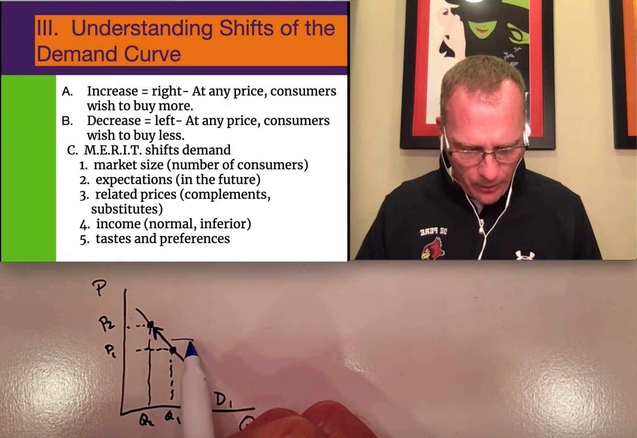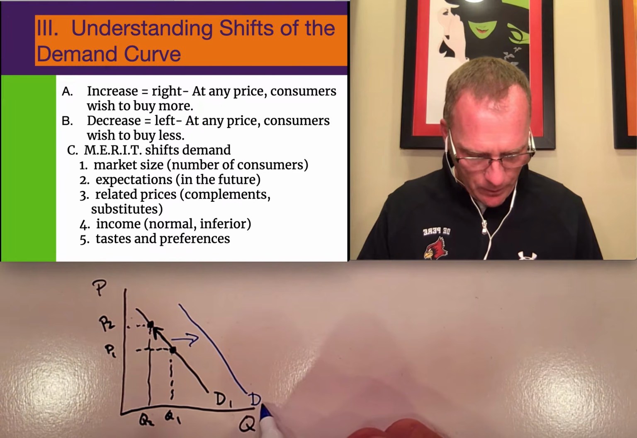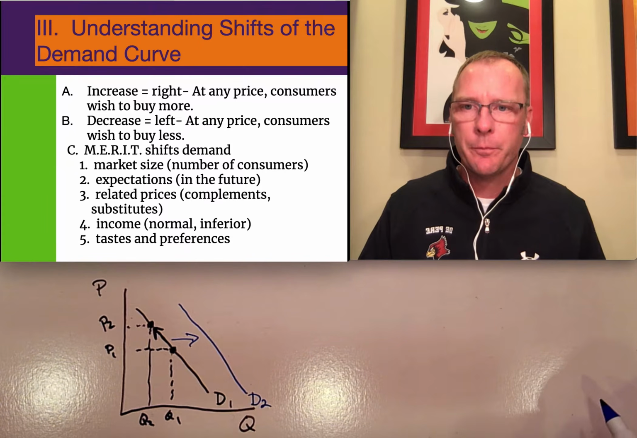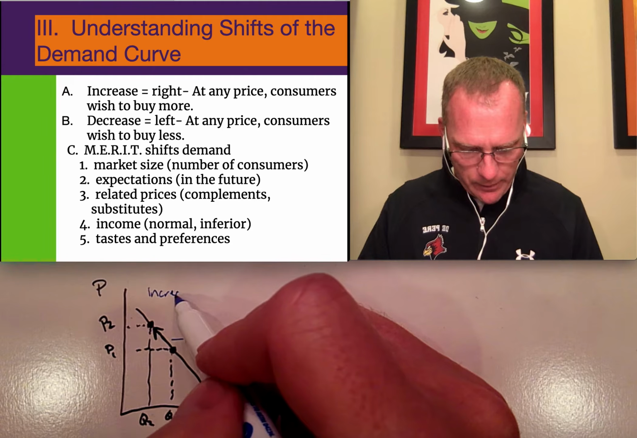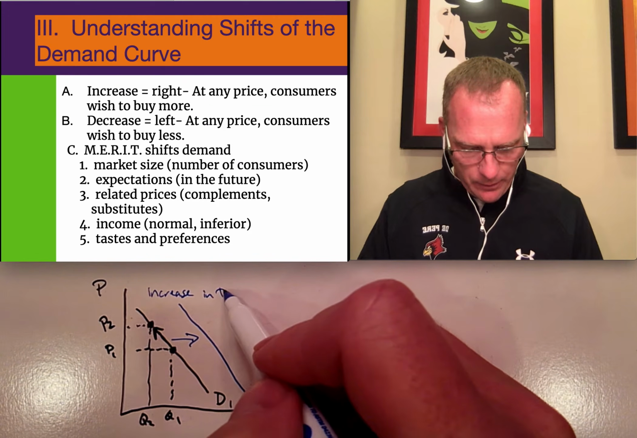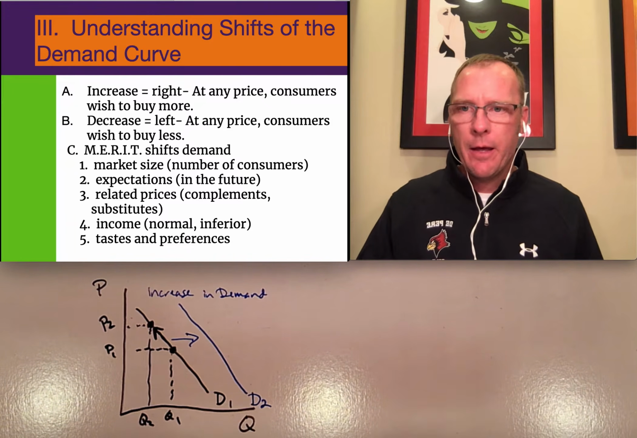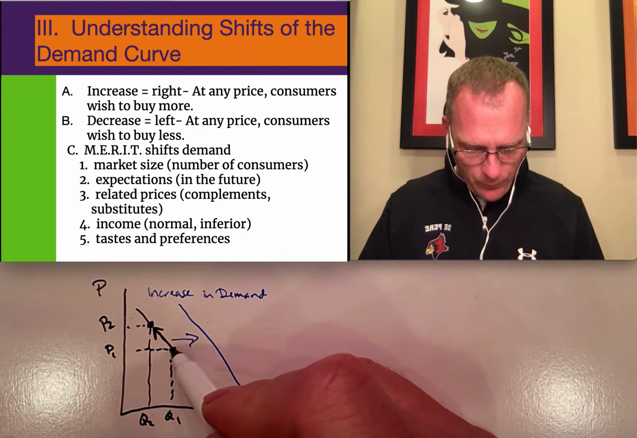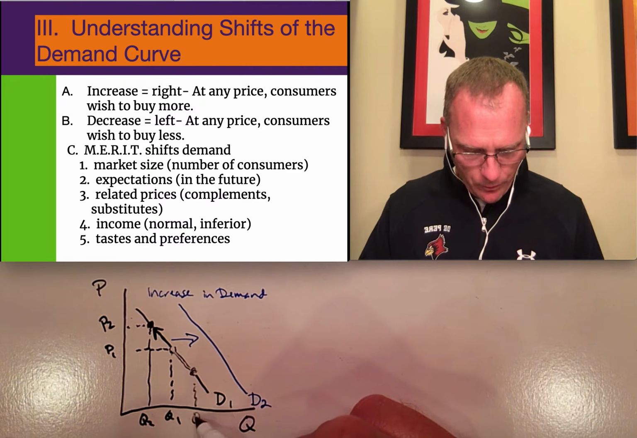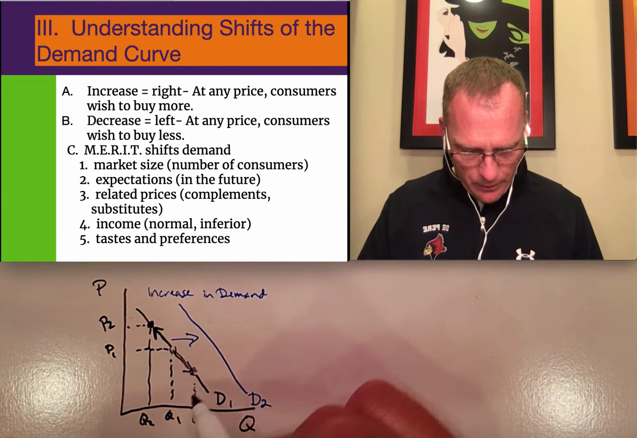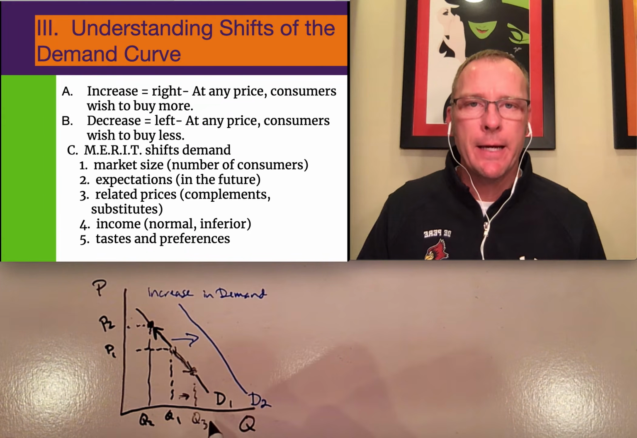We're going to draw an arrow to the right and a whole new line. And that'll be D2. This is showing an increase in demand. All right? An increase in demand. This, if we go from here to like here, let's say, Q3, this is an increase in quantity demanded.